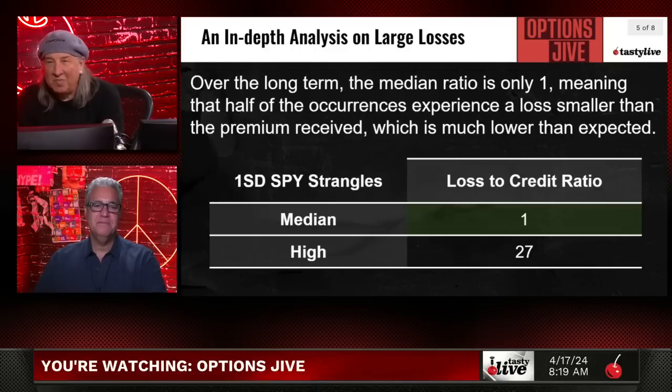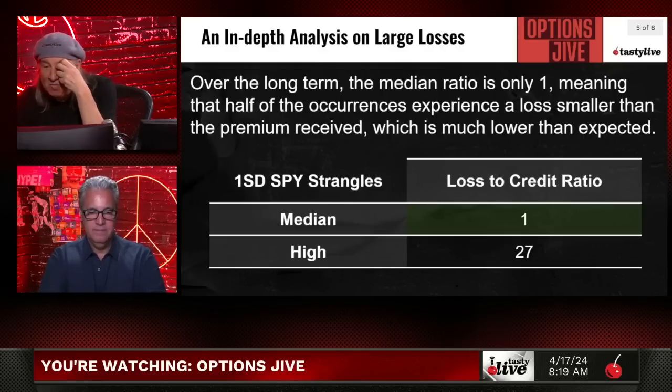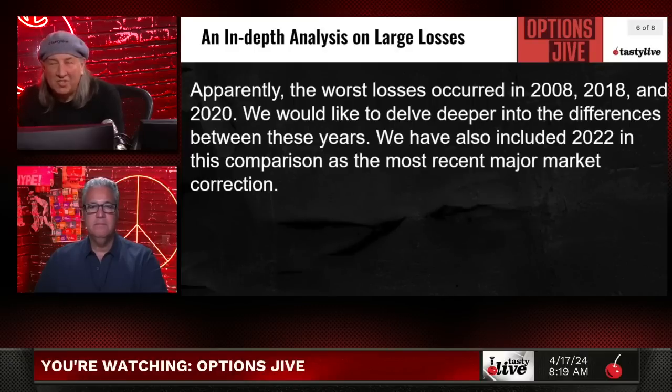So over the long term, the median ratio is only 1, meaning that half the occurrences experience a loss similar to the premium received, which is much lower than expected. When you look at it this way, it's very different. Loss to credit ratio, the median is only 1, but the high is 27. Apparently, the worst losses occurred in 2008, 2018, and 2020. We've also included 2022 in the comparison as the most recent market correction. So 2008, 18, 20, and 22.